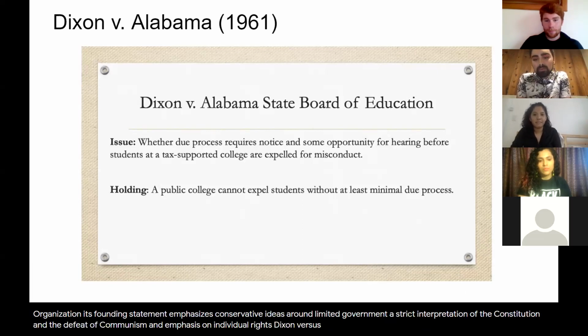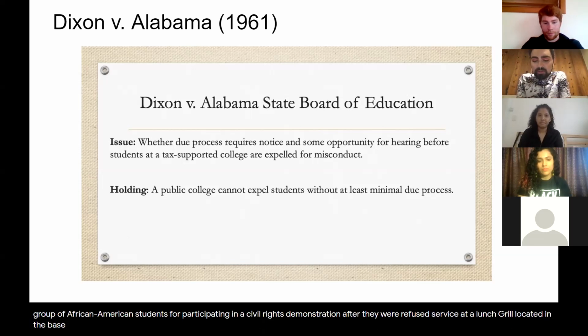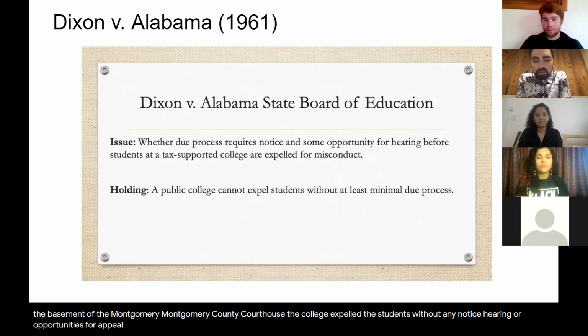Dixon versus Alabama, 1961. Alabama State College summarily expelled a group of African-American students for participating in a civil rights demonstration, after they were refused service at a lunch grill located in the basement of the Montgomery County Courthouse. The college expelled the students without any notice, hearing, or opportunity for appeal. In other words, without respect for due process rights.